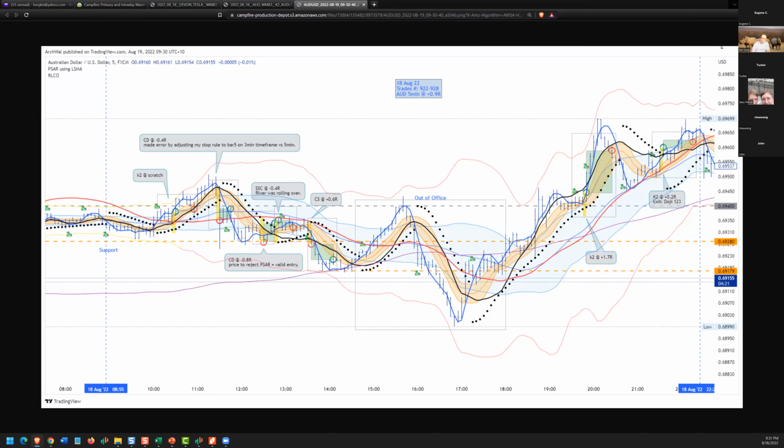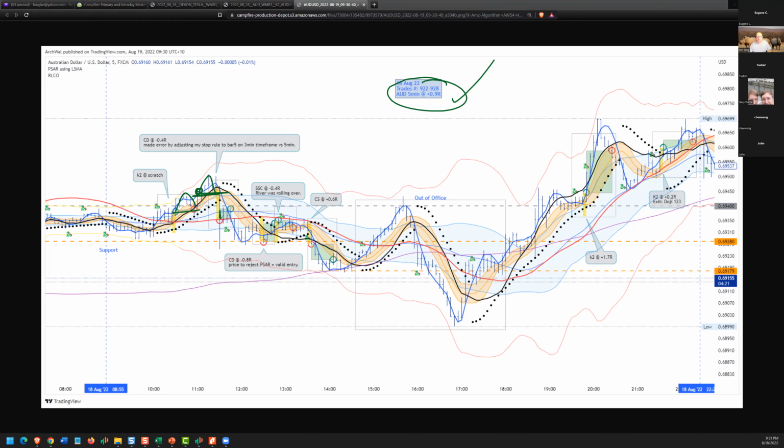This is Arch. This is also the 5-minute Aussie. And he gets paid today. Good job. I like this one because he doesn't want to let it get away. I might have tried the re-entry and probably scratched it anyway.